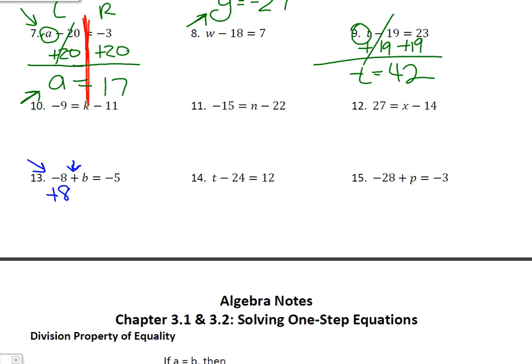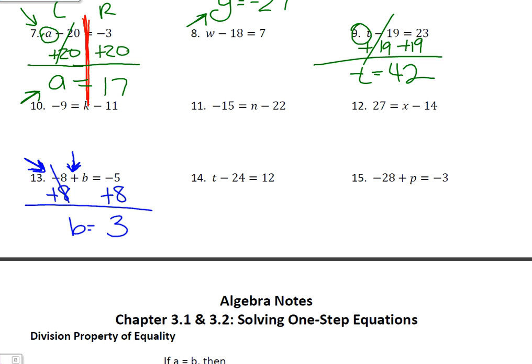Okay, I can't follow the sign behind the number. I follow the sign in front of the number. So they added a negative 8. So I'm going to add a positive 8. Okay. That way negative 8 and positive 8 will cancel. If I add 8 on the left side, I add 8 on the right side. And negative 5 plus 8 will be 3.